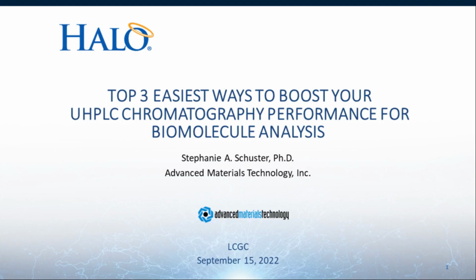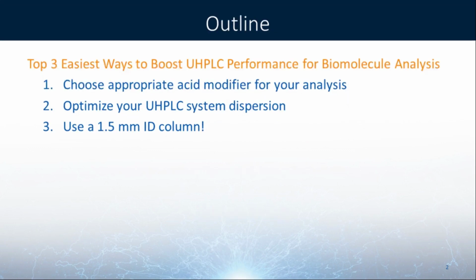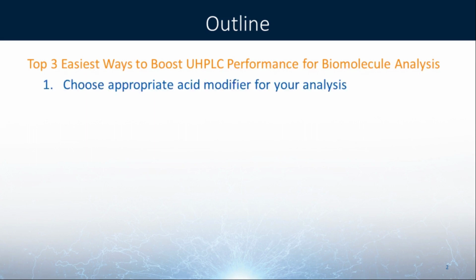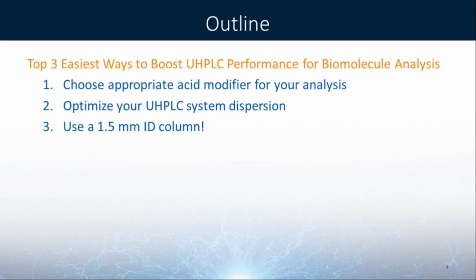Thanks so much for the introduction, and thanks to all for attending today. So today I'll be talking about the top 3 easiest ways to boost UHPLC performance for biomolecule analysis. First, you want to select the appropriate acid modifier for your analysis. Next, you want to optimize your UHPLC system dispersion. And third, use a Halo 1.5 mm ID column. We'll begin with a discussion of choosing the acid modifier for your analysis.